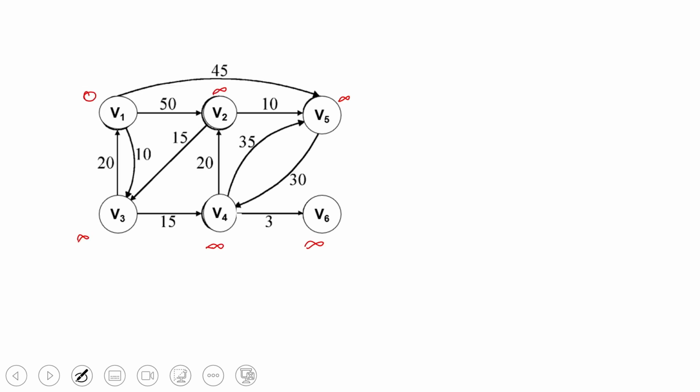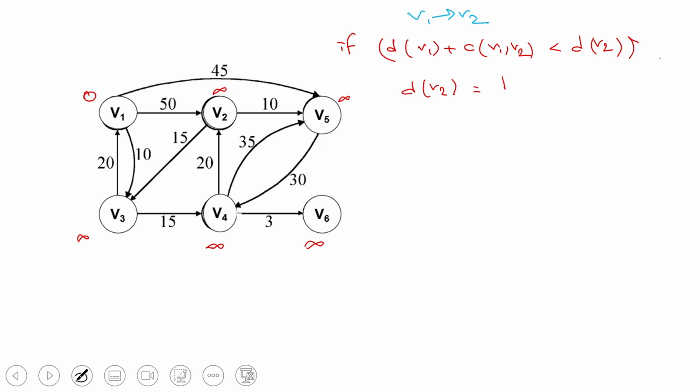Initially we shall start with v1 to v2. What is the formula? If distance of v1 plus cost of v1 to v2 is less than distance of v2, and if this condition is true, then distance of v2 is equal to distance of v1 plus cost of v1 to v2. I hope you understand. Before, we took x to y, so it will be distance of x plus cost of x comma y. I hope you understand this.